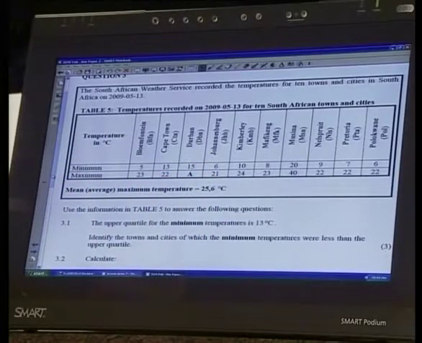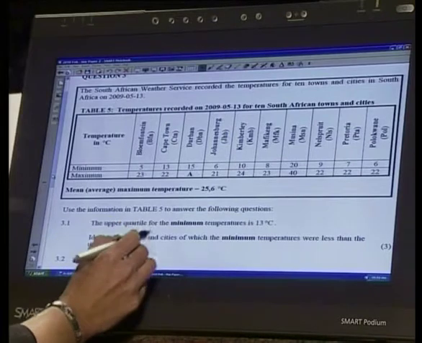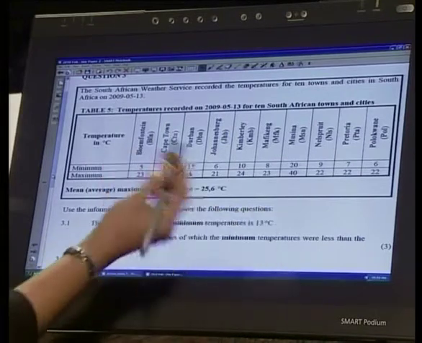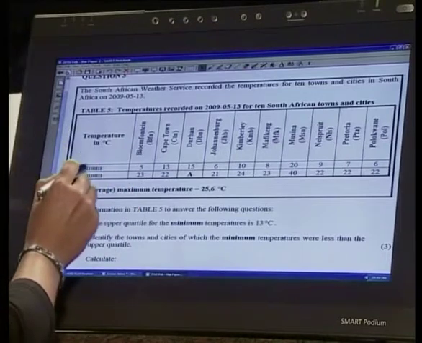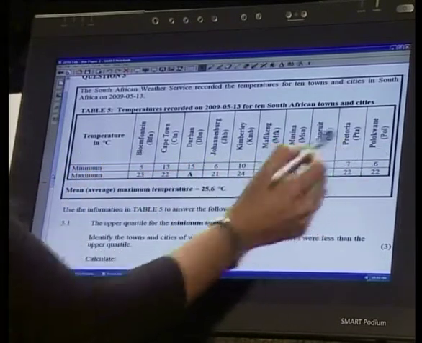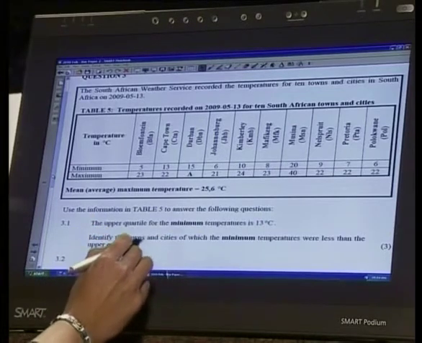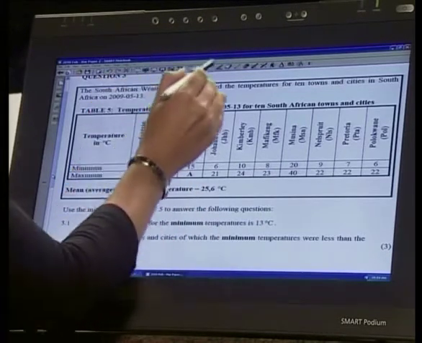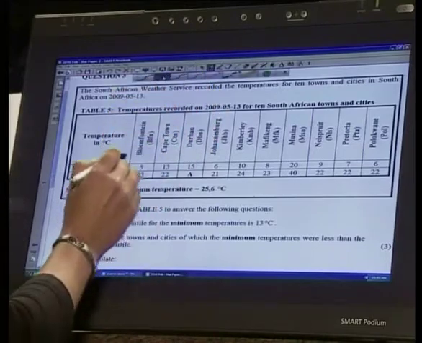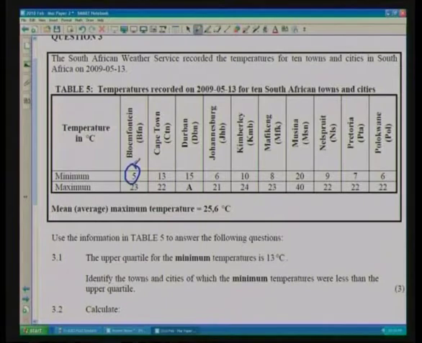Okay, so what they're saying is that the upper quartile, the top 25%, is going to be over 13 degrees Celsius. So what they want us to do is have a look at the minimum temperatures and identify the towns and cities of which the minimum temperatures are less than that. Let's just jump straight to the table. You can see here I'm looking at the minimum row, and we need to identify the towns and cities that are below 13. So I'm just going to circle them. 5 degrees Celsius, that'll obviously be below 13 degrees. The 6, then we've got the 10, we've got 8, we've got 9, 7, and 6.